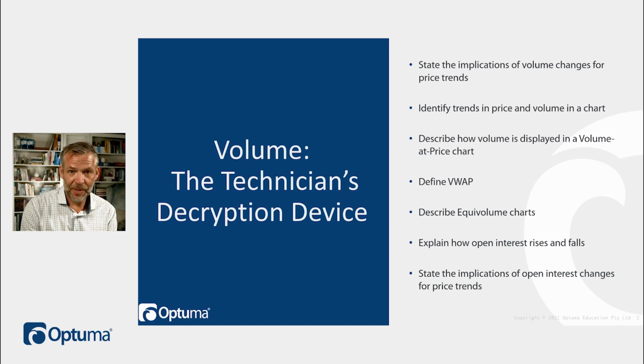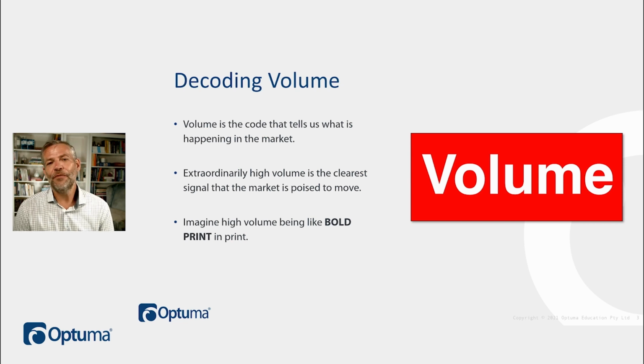Okay, let's jump in here. All right, decoding volume. Volume is the code that tells us what's happening in the market. We've talked about this now at length. Extraordinarily high volume is the clearest signal that the market is poised to move. So when we see that really high volume, we know something's going on.